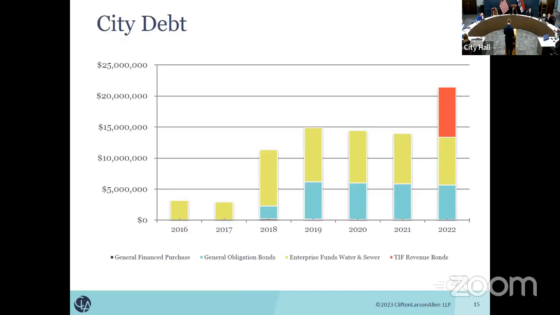Then as far as city debt, starting in 2018 is when you first issued some general obligation debt in addition to the water and wastewater debt that has been on the books over the last 7 years. And then in 2022, you can see the addition of the TIF revenue bonds. Those TIF revenue bonds are about $8 million there in the orange. The enterprise funds debt is about 7.7 million. The general obligation bonds is about 5.5, so total of 21.